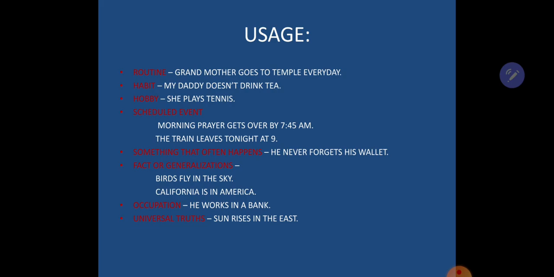Uses. Now where do we use the simple present tense? First of all, we use simple present tense to describe routine. For example, grandmother goes to temple every day. You have to keep in mind these other words, they show frequency of action. That we'll talk about later on. Grandmother goes to temple every day, so it is the routine. Simple present tense is also used to describe habit. My daddy doesn't drink tea.